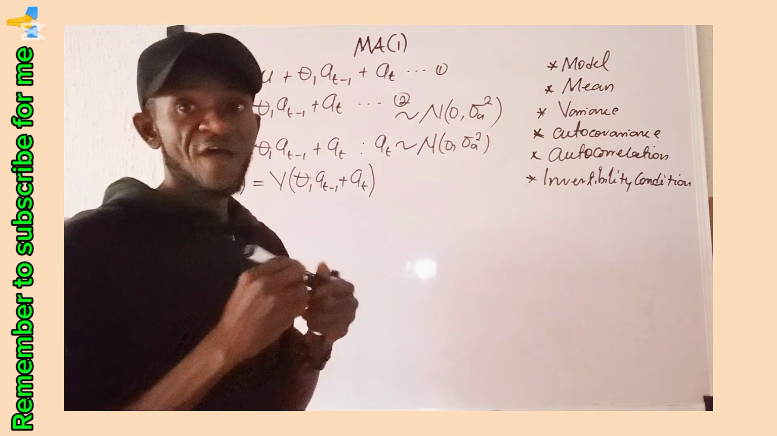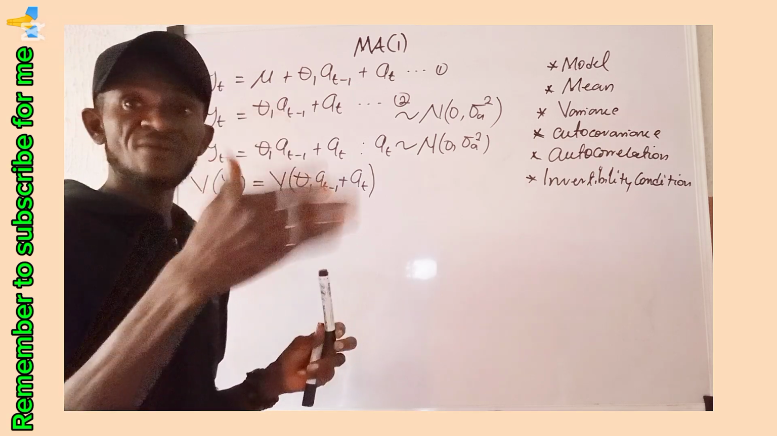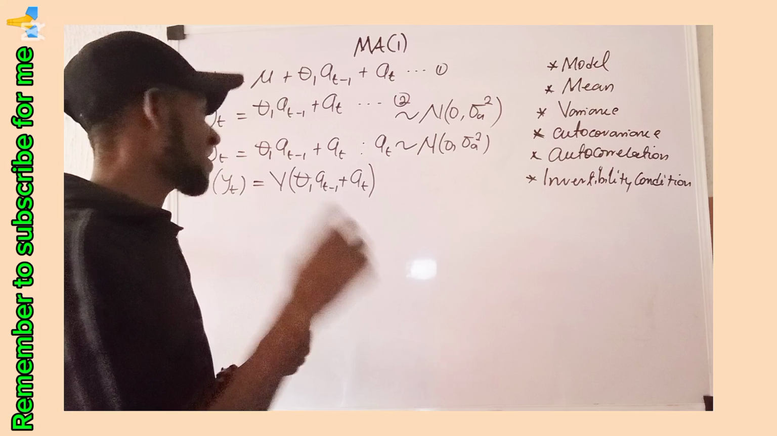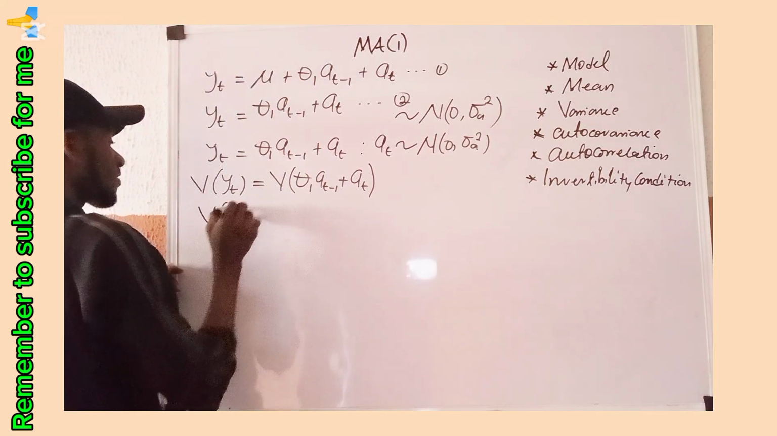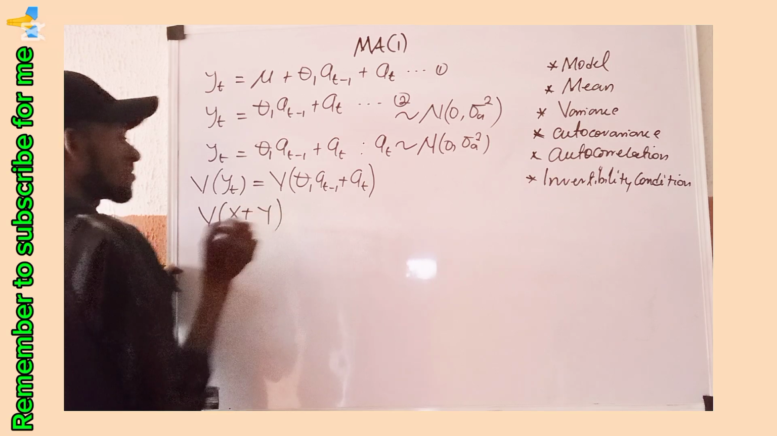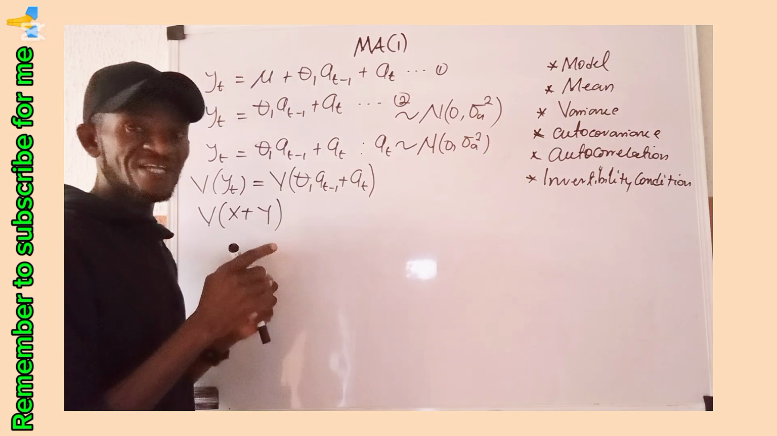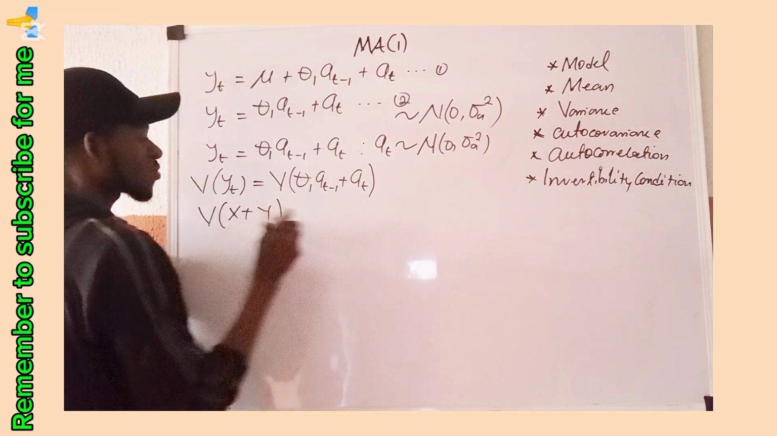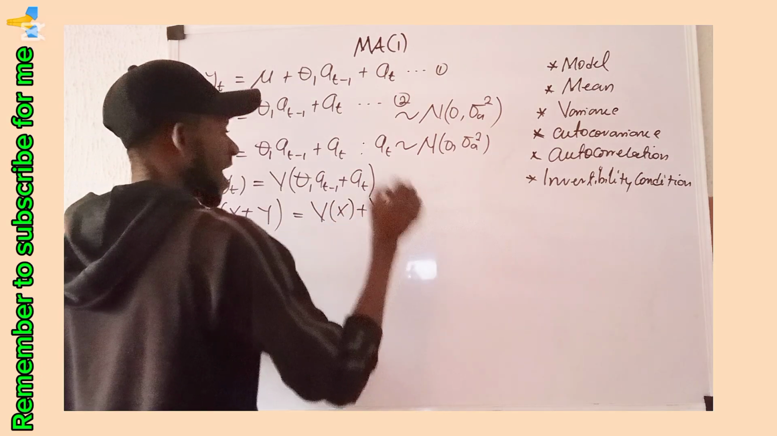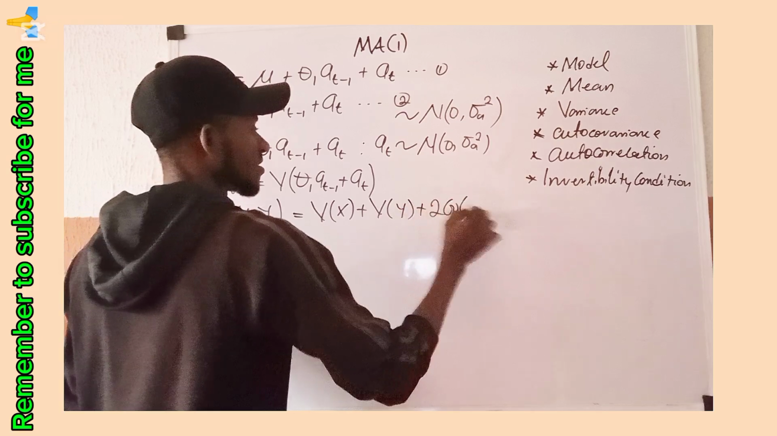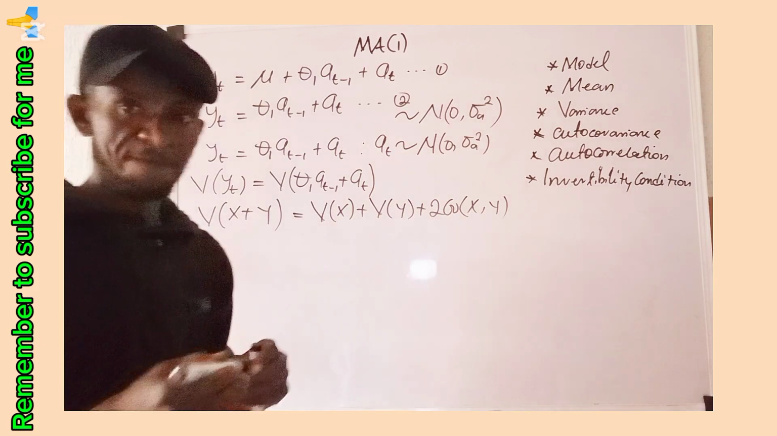And we are going to recall an existing rule when we are taking the variance of two random variables. If you are taking the variance of x plus y, where it is known that these x and y are not independent, instead they are dependent, we express this quantity as V of x plus V of y plus 2 covariance of x comma y. So that is what I'm going to apply here.